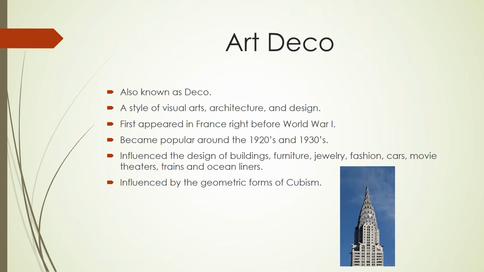Art Deco is also known as Deco. This is a visual style of art, architecture, and design. Art Deco first appeared in France right before World War I. It became popular around the 1920s and 1930s. Art Deco influenced the design of buildings with furniture, jewelry, fashion, cars, movie theaters, trains, and ocean liners. Art Deco is influenced by the geometric forms of Cubism.